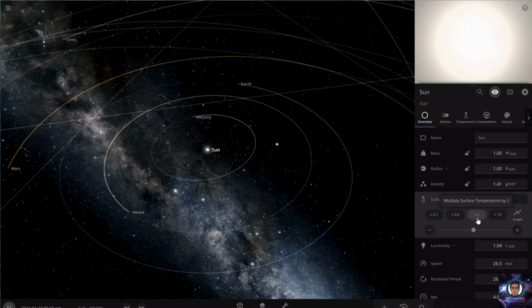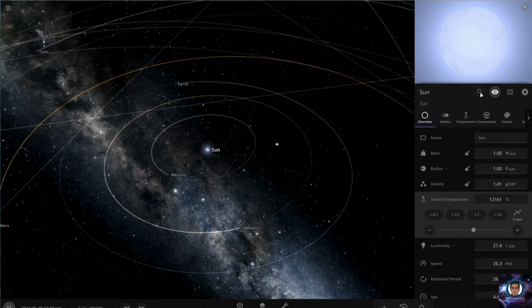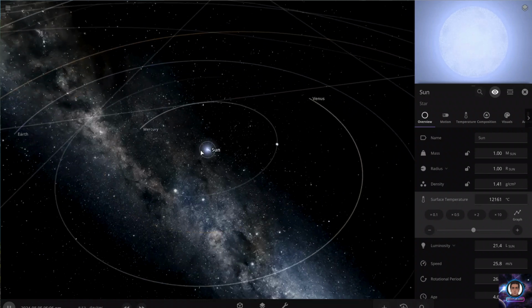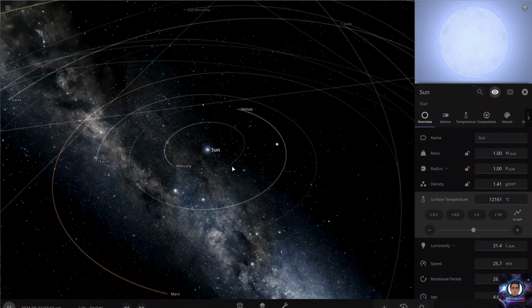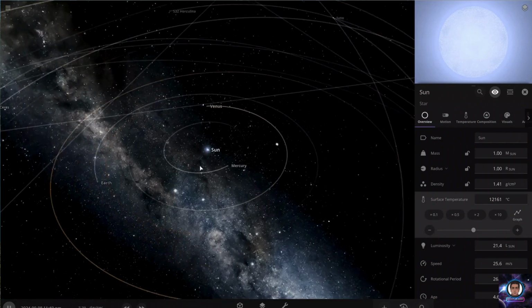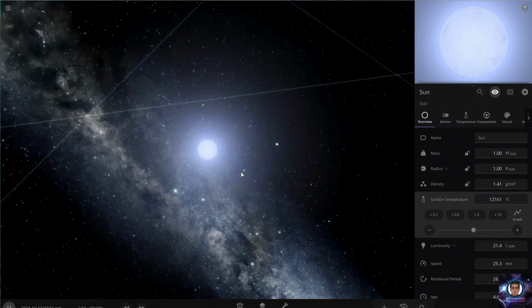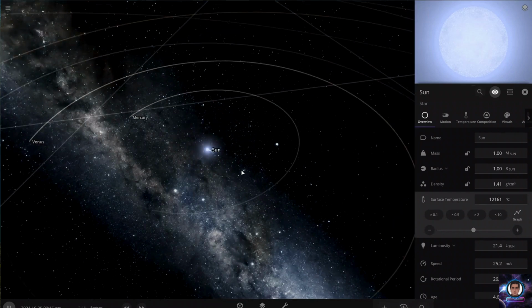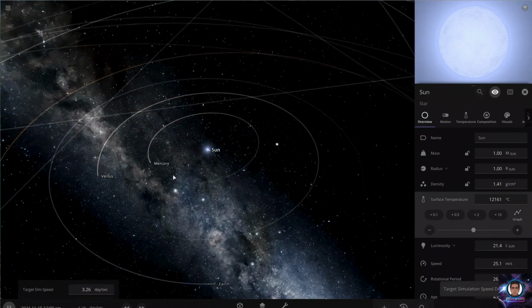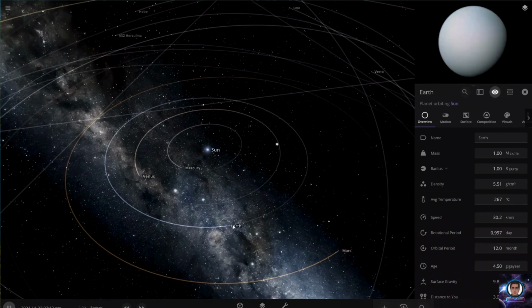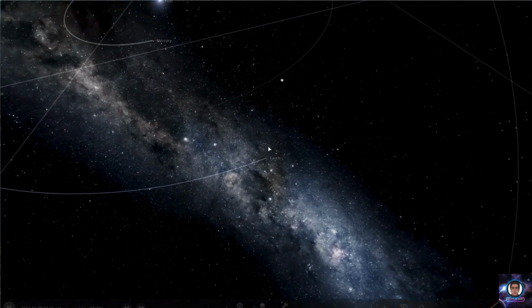For example, if I multiply it by 2, you can see the color of the sun has changed. Now we have a sun with a 12,000 centigrade temperature, and for sure it has lots of effects on the planets. Let's see what's going on with other planets. You can see the color of our sun has definitely changed. It's brighter.